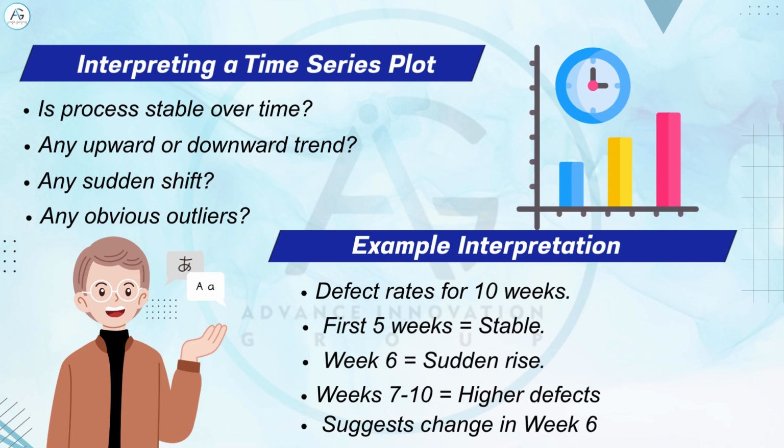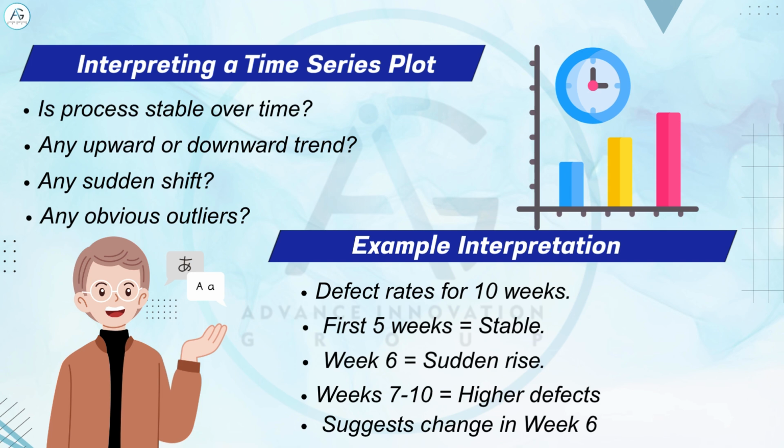Are there any sudden shifts, where the process jumps to a new level? And do we see any obvious outliers that could signal special causes? Let's walk through a quick example. We're looking at defect rates over 10 weeks. For the first 5 weeks, the process appears stable.